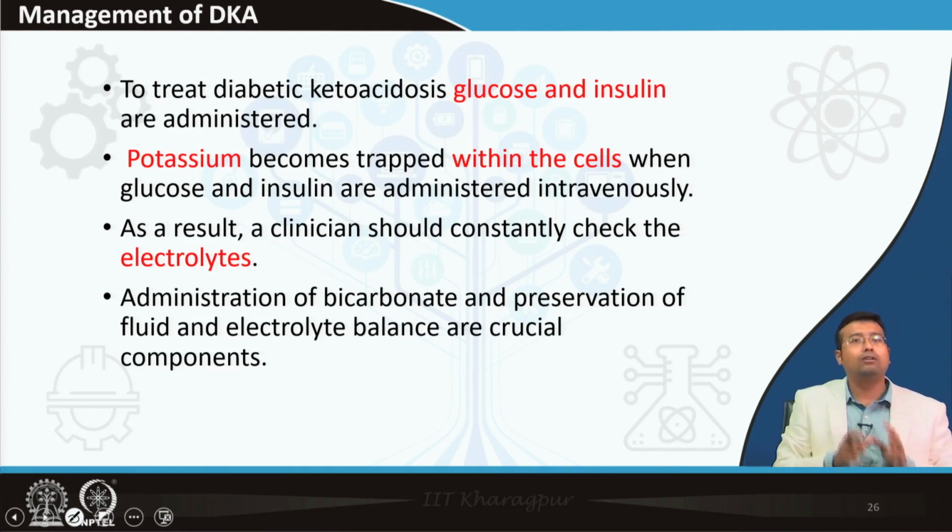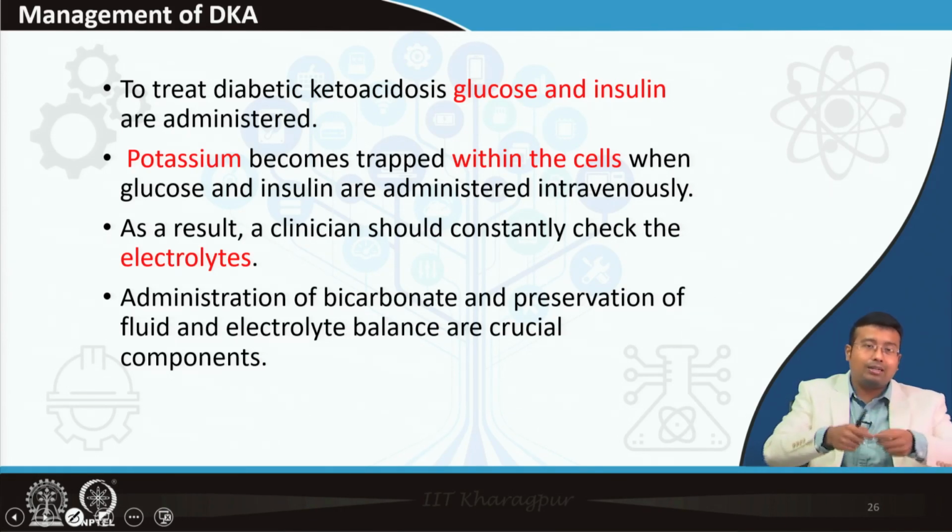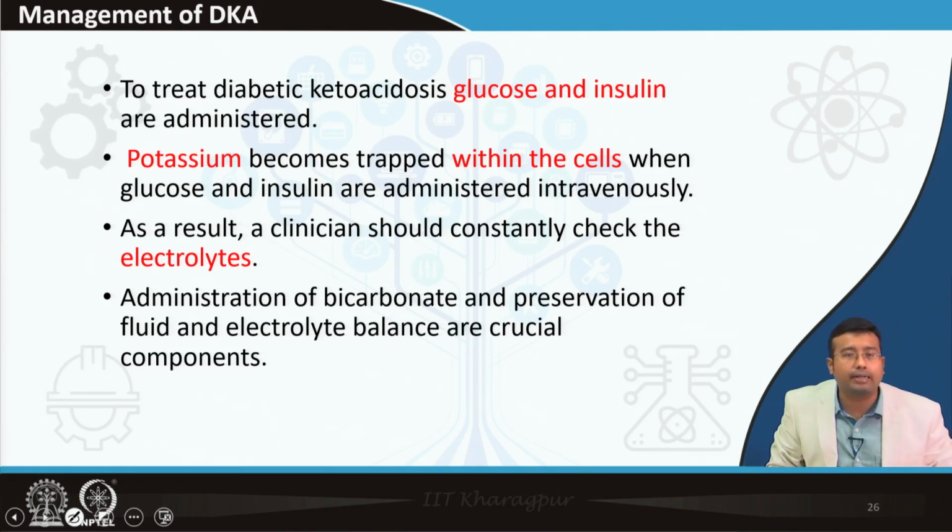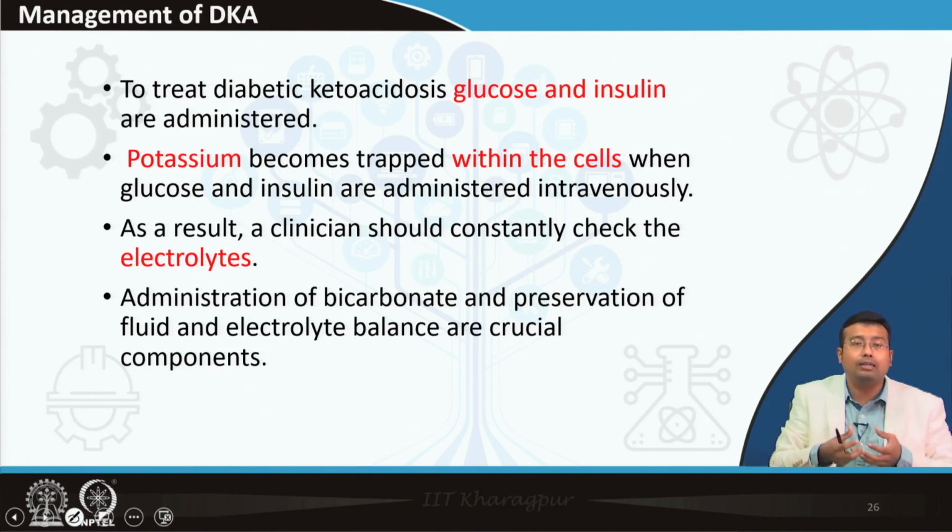To treat diabetic ketoacidosis, we need to inject glucose and insulin. Glucose to replenish the hypoglycemic state, and insulin so that all the metabolic phases are reversed. Now, this insulin has a very vital role by which it actually triggers entry of potassium into the cell. So, potassium becomes trapped inside the cell, and there is hypokalemia.